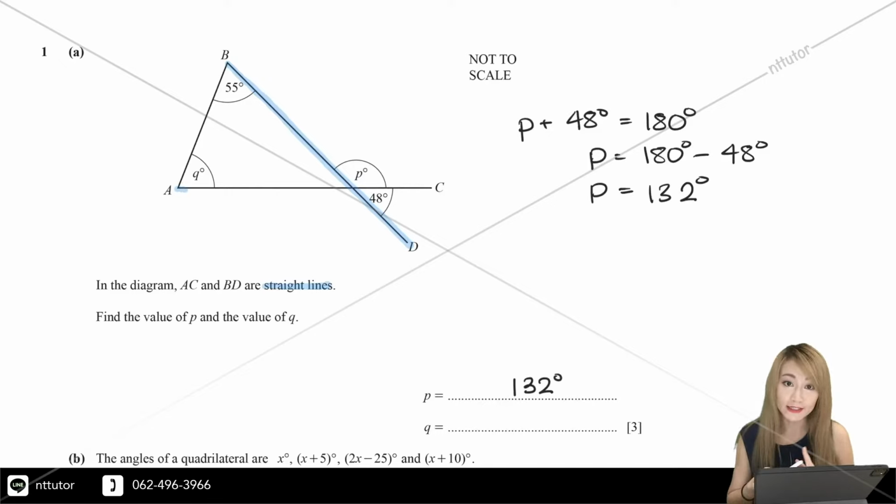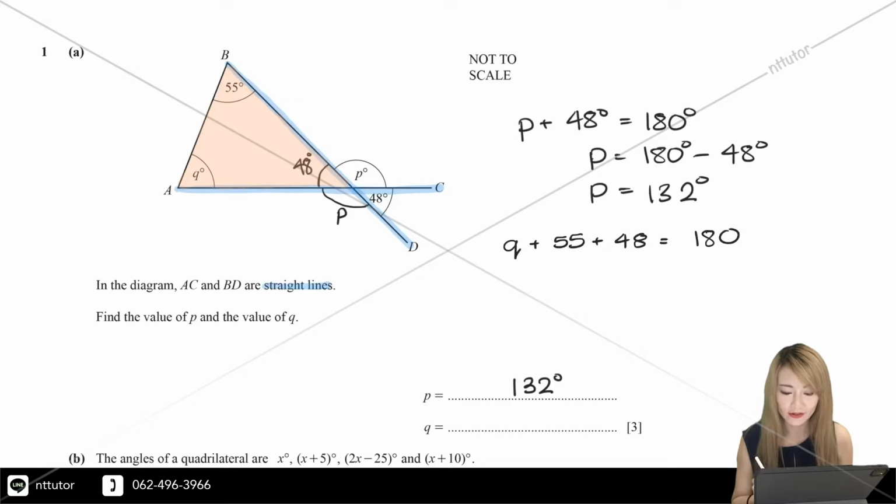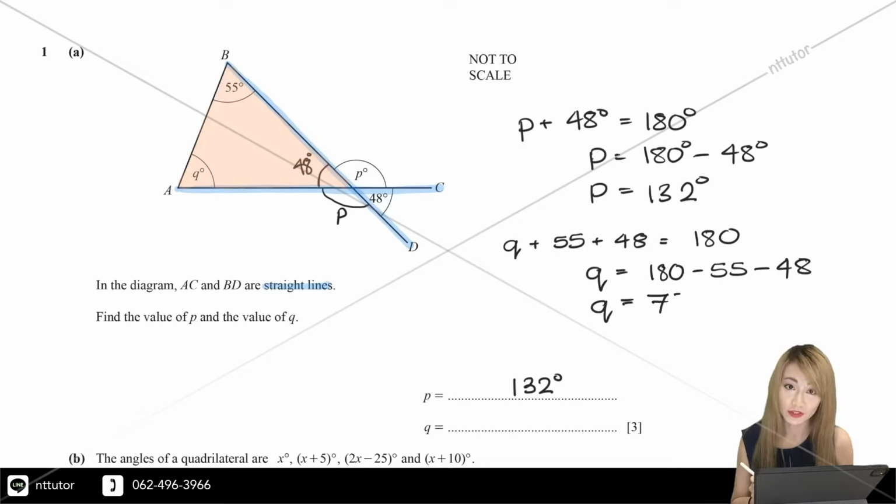And when we have straight lines intersecting, the angles opposite are the same. This means that this angle over here must also be equal to P, and this angle over here must be equal to 48 degrees. So we can use the fact that if we look at this triangle, all the angles inside a triangle add up to 180 degrees. Therefore, we can write angle Q plus 55 plus 48 must equal 180, and we can use this to solve for Q. And if we do that, Q equals 77 degrees.